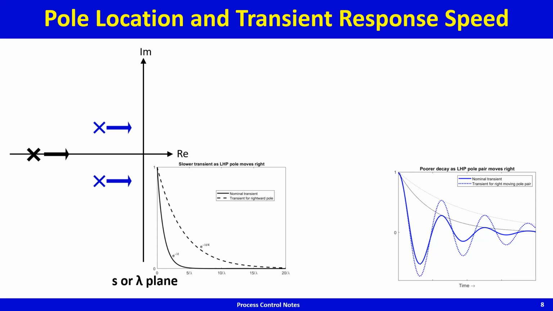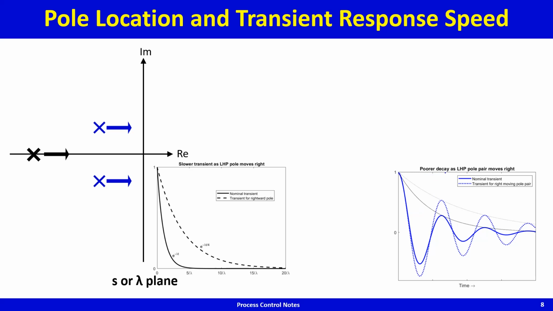Nominal response is the blue solid curve, and the transient response after the complex conjugate pair has moved rightwards is shown as the dotted curve. You can see the exponential envelope here and the exponential envelope here. The exponential envelope has slowed down, and therefore you get poorer, slower decay. The transient takes longer to decay.